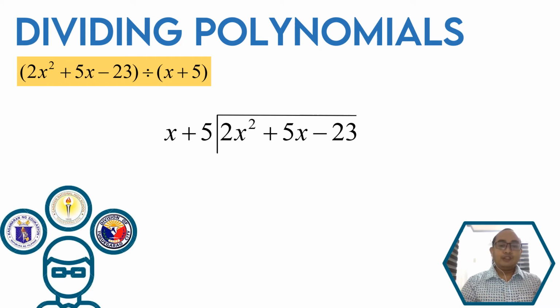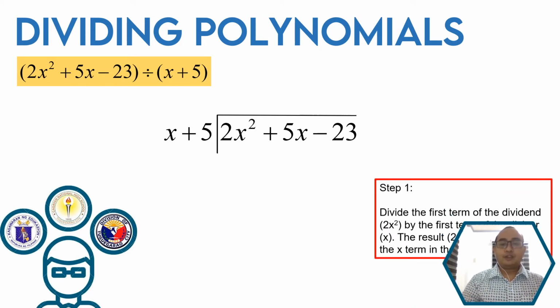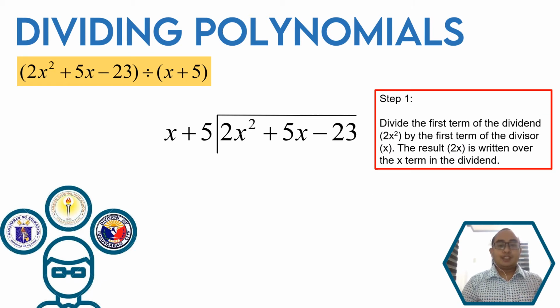Now, when we are done writing it so, we are going to follow step number 1. Step number 1 says we are going to divide the first term of the dividend, which in this case is 2x squared, by the first term of the divisor, in this case x. 2x squared divided by x will give us 2x, and the result, 2x, is written over the x term in the dividend. So we write it there.